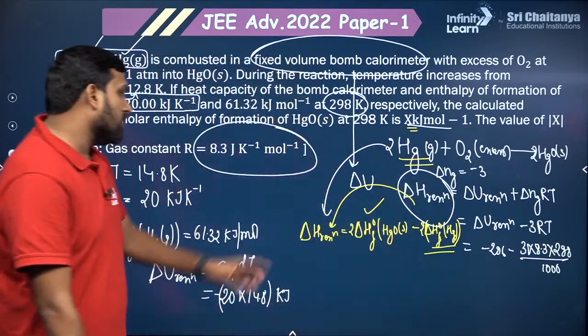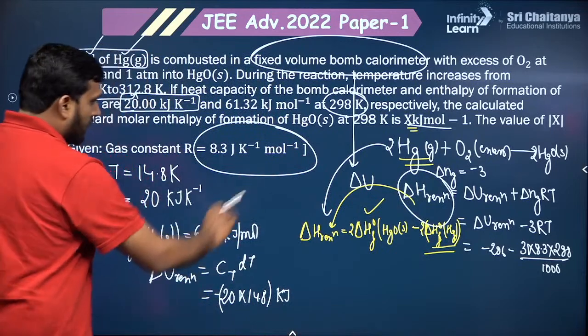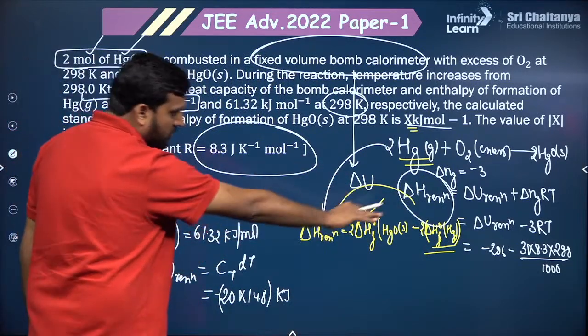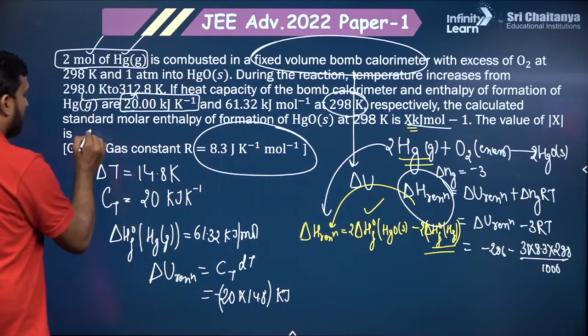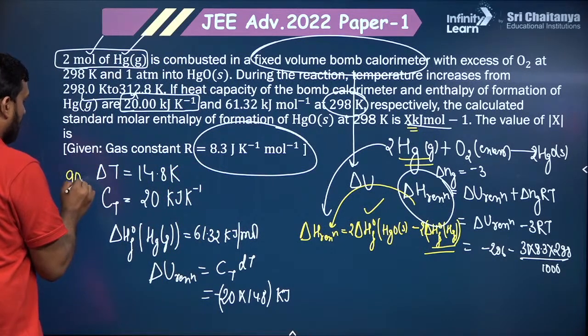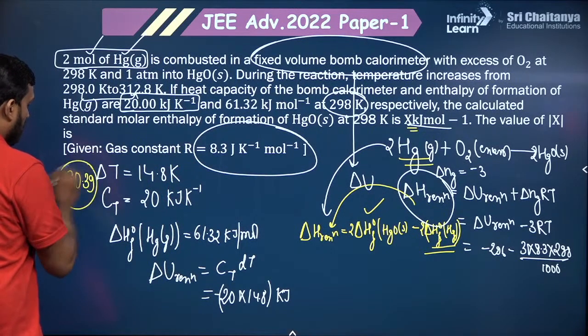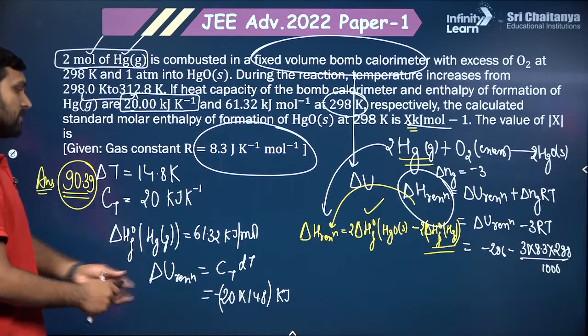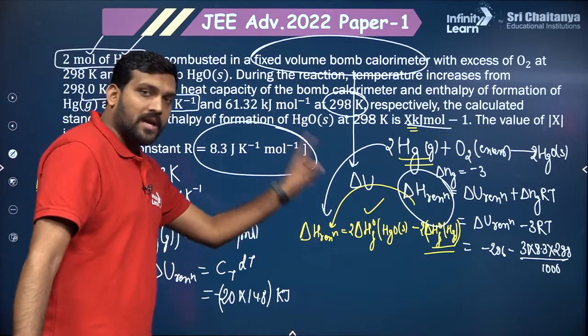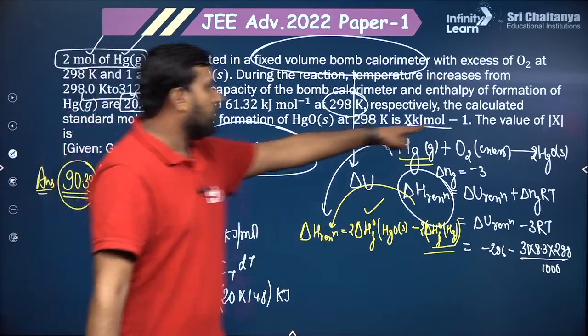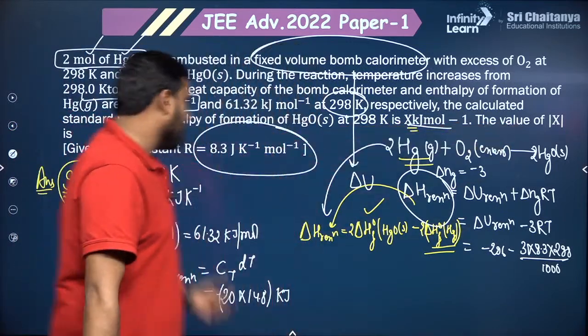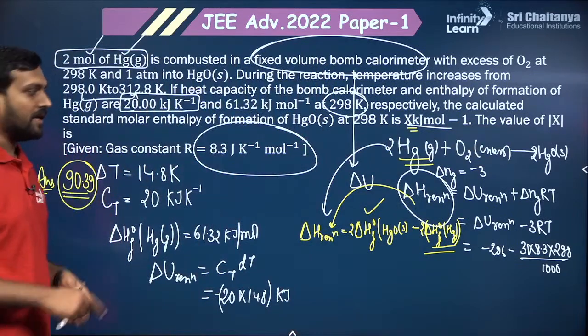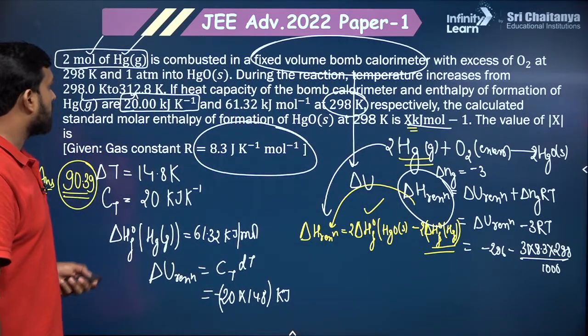So it's a very simple question. If you put the values and solve it, the correct answer comes out to be 90.39. The answer comes out to be minus 90.39, but we have to report modulus of X. So we have to take just the magnitude part, not the sign part. So this is the first question of the paper.